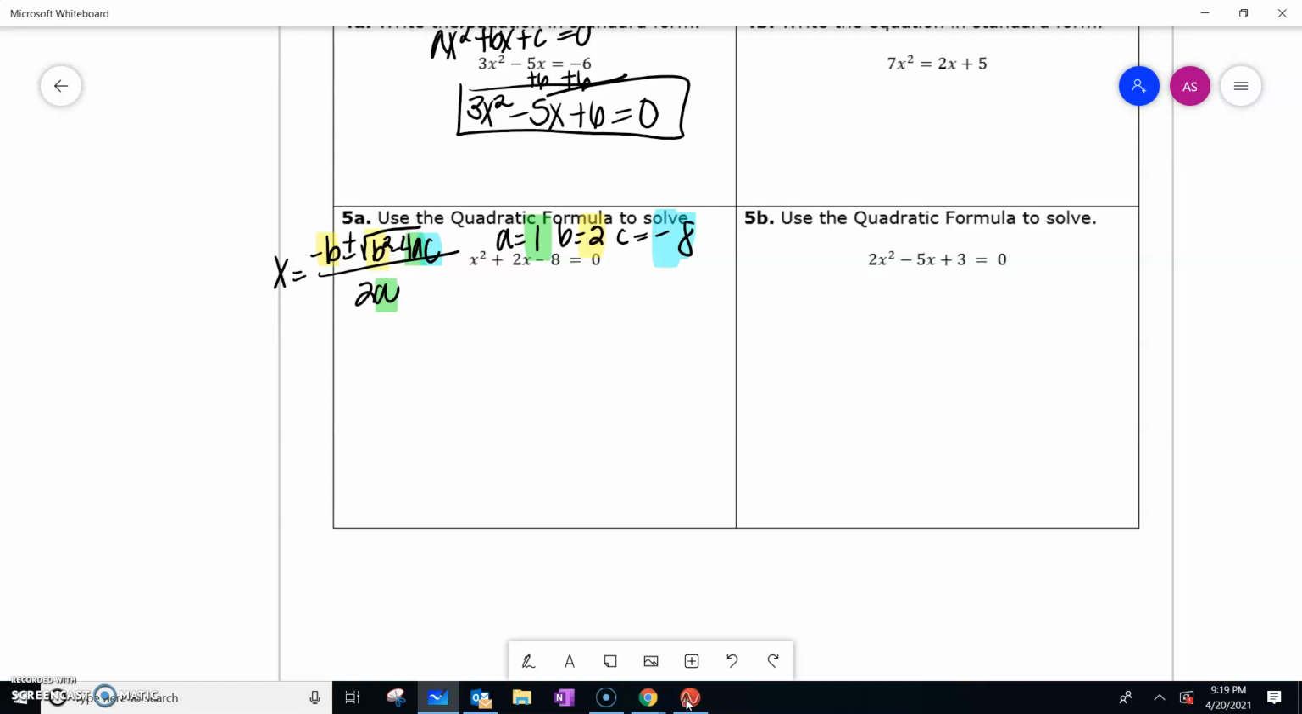Okay, so I'll have x equals -2. That's my b. I have plus or minus the square root of 2 squared minus 4 times 1 times -8, all divided by 2 times 1. Okay, and let me color this again so you guys can see how we substituted these numbers in.